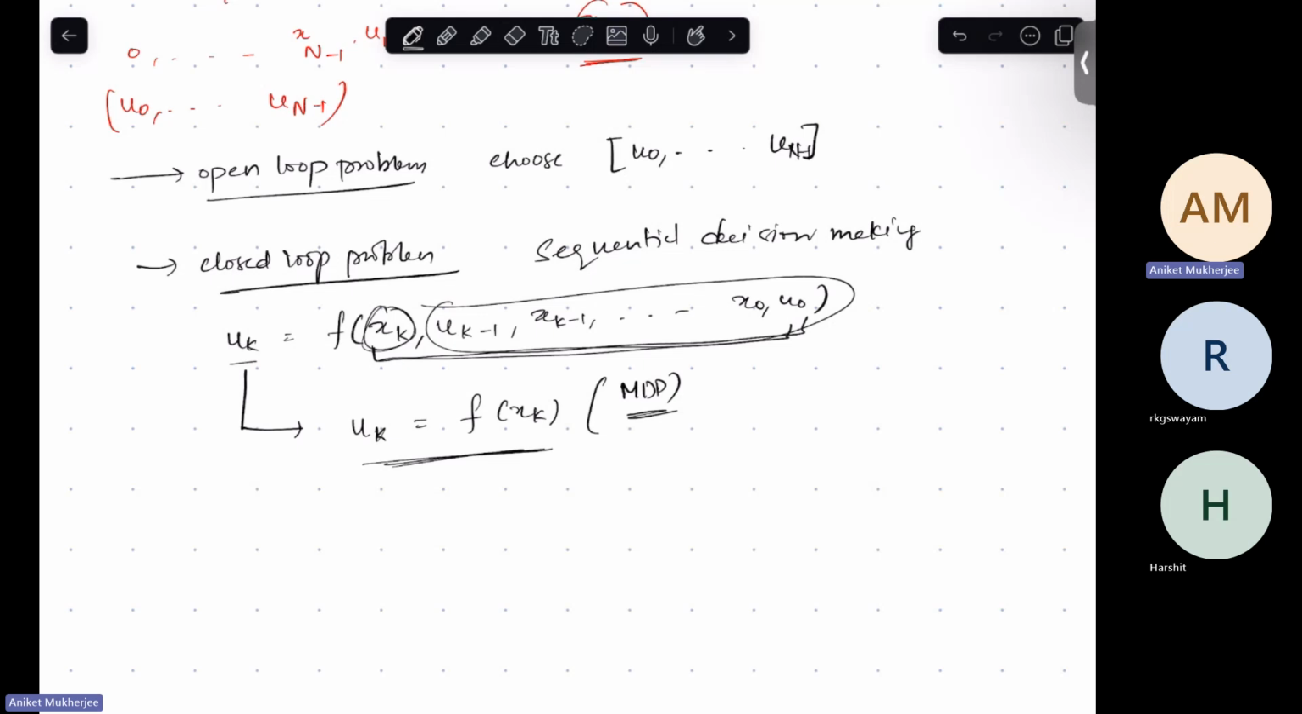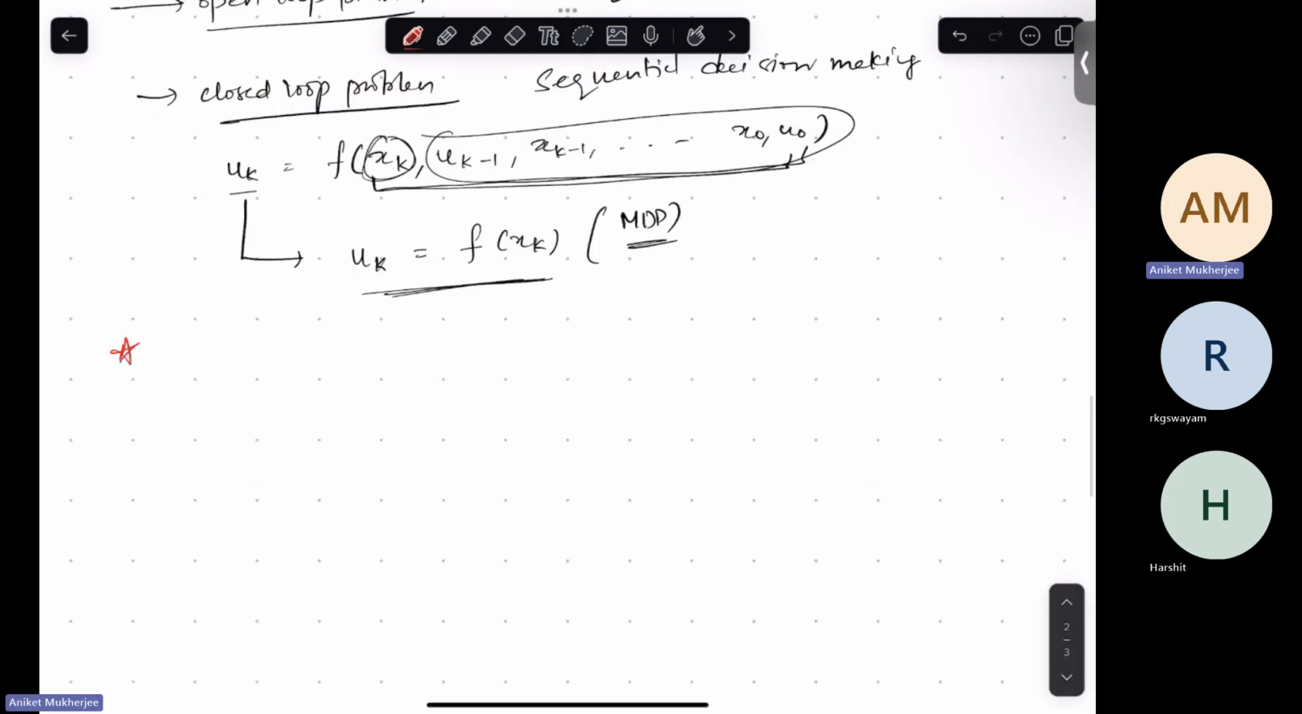The most important point is uk is chosen with knowledge of xk. You know xk, but not wk.